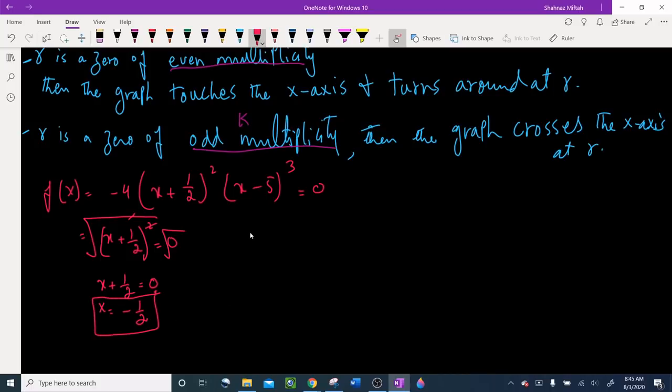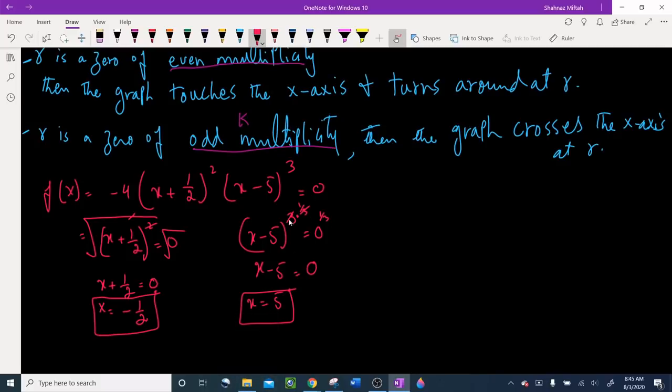Let's figure it out for this one. x minus 5 to the power 3 equals 0. To get rid of the cube, I multiply by 1/3, the reciprocal, on both sides, so they cancel out. I'm left with x minus 5 equals 0. Then x equals 5. So my other zero is 5.